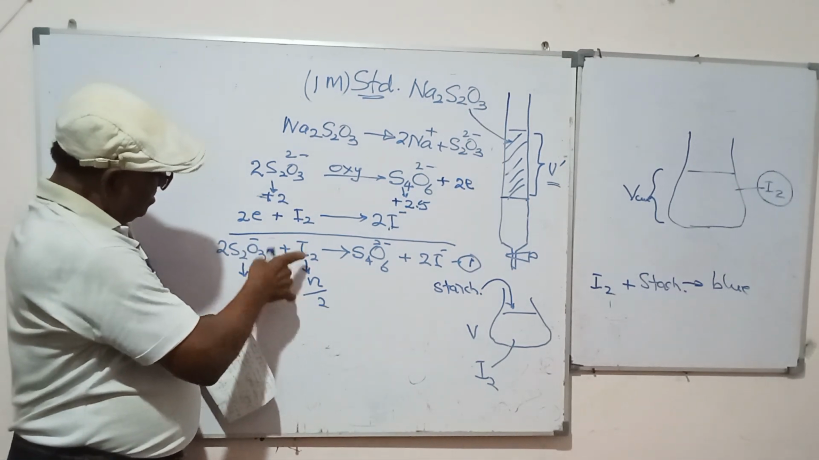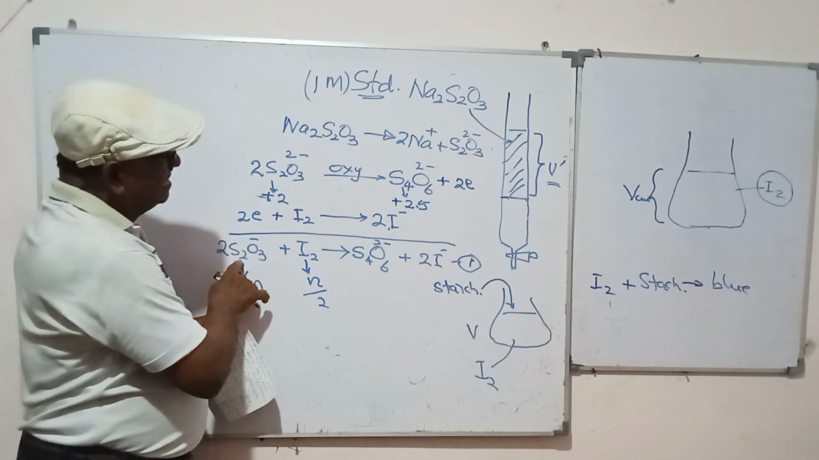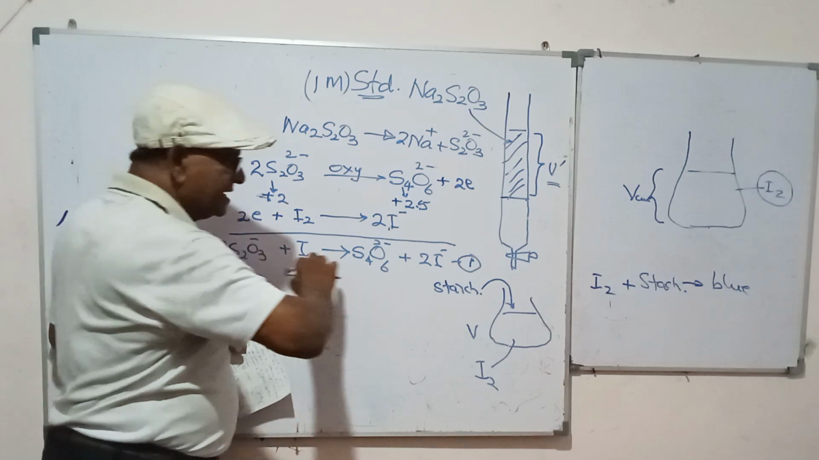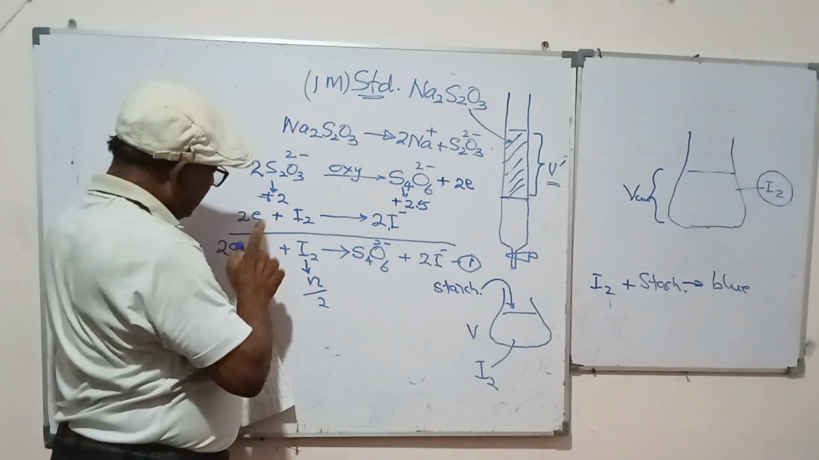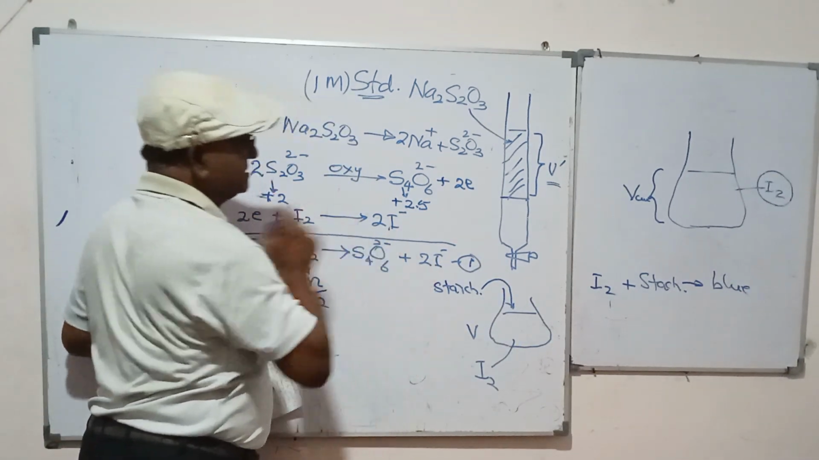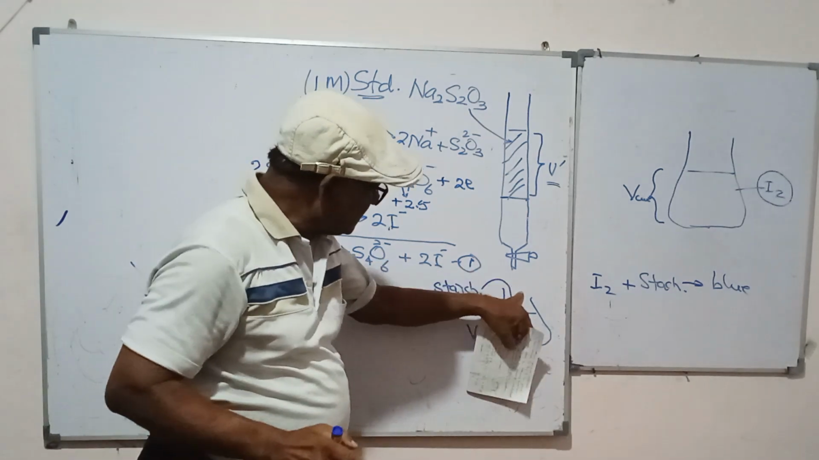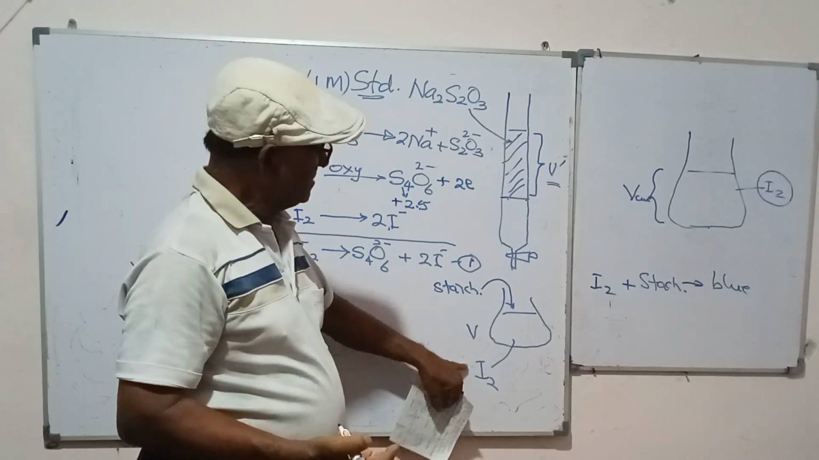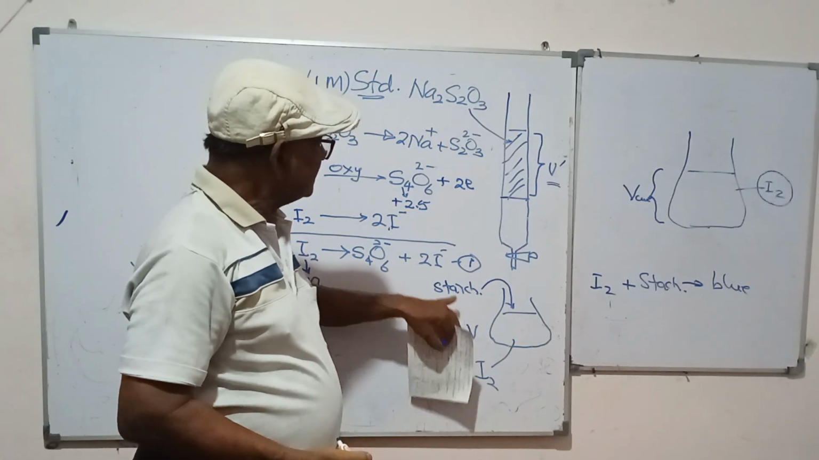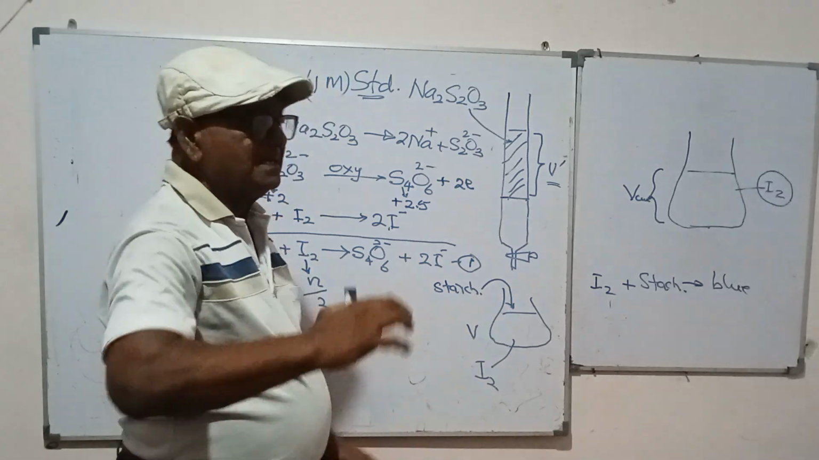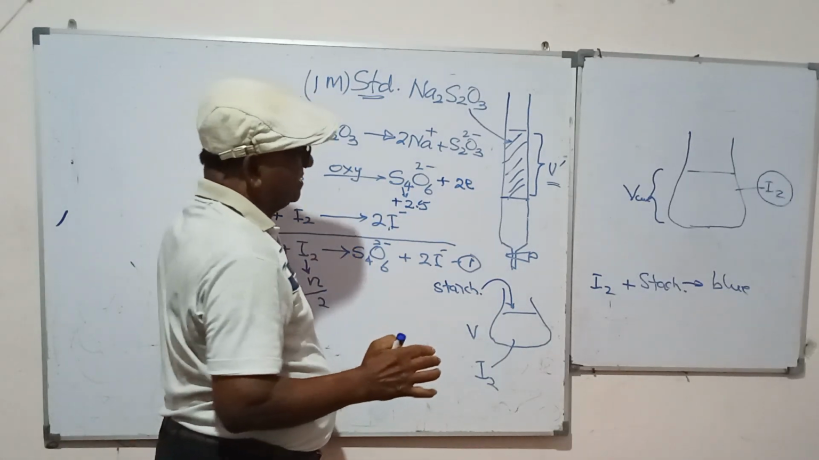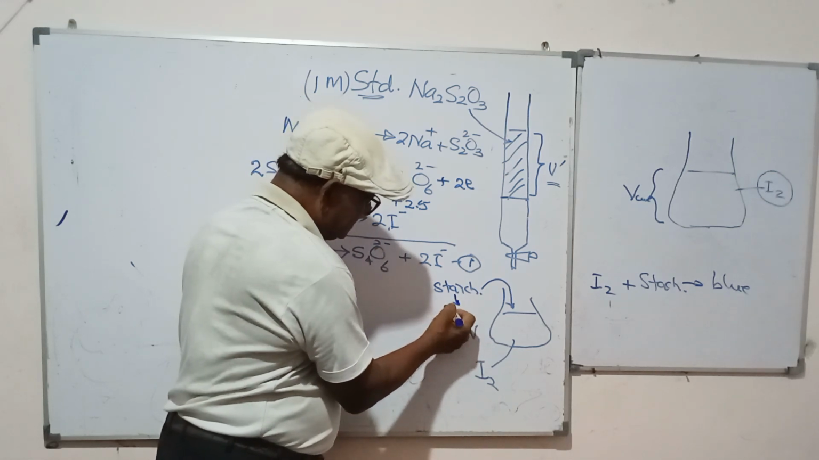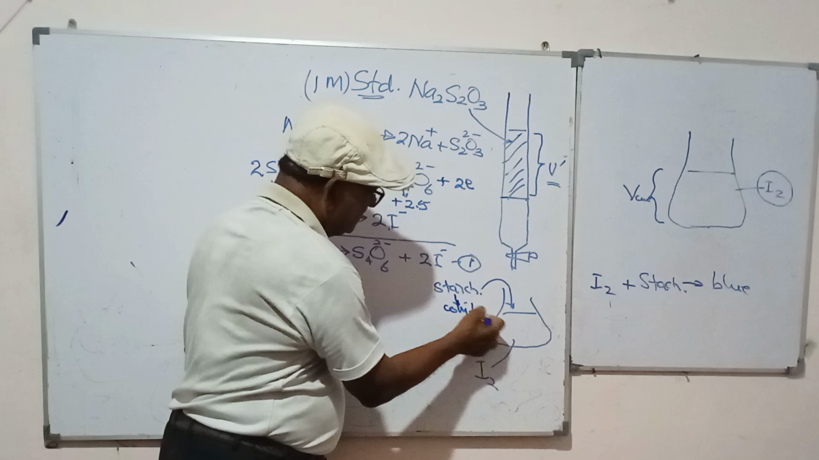I2 reacts with thiosulfate to give I minus. If the reaction gets completed, I2 becomes I minus. At the end point, no I2. All are converted to I minus. Then starch is unable to give a blue color, then it becomes white.